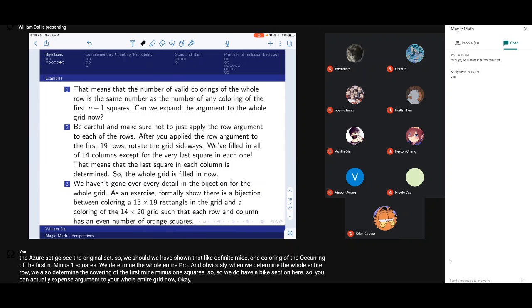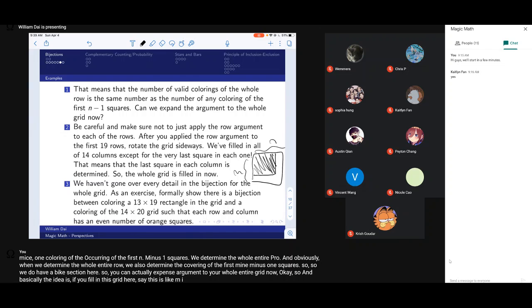Okay, so basically the idea is if we fill in this grid here, say this is m by n. If we cover this rectangle here that's n minus 1 by m minus 1, we determine all of these other squares here, like these squares on the edge here. And there's kind of a special case here, this corner square.